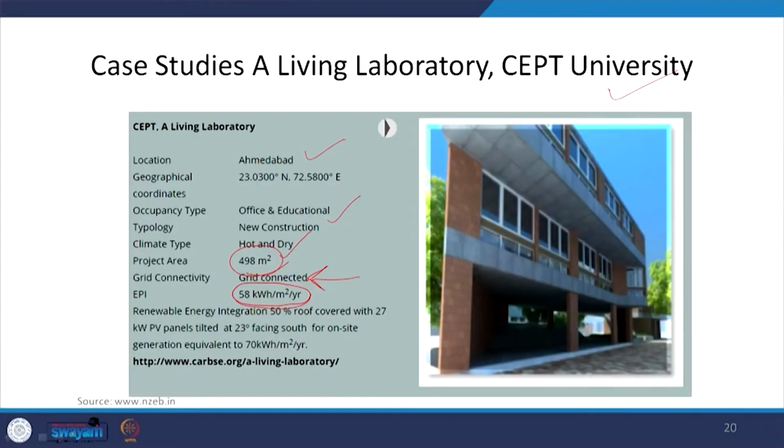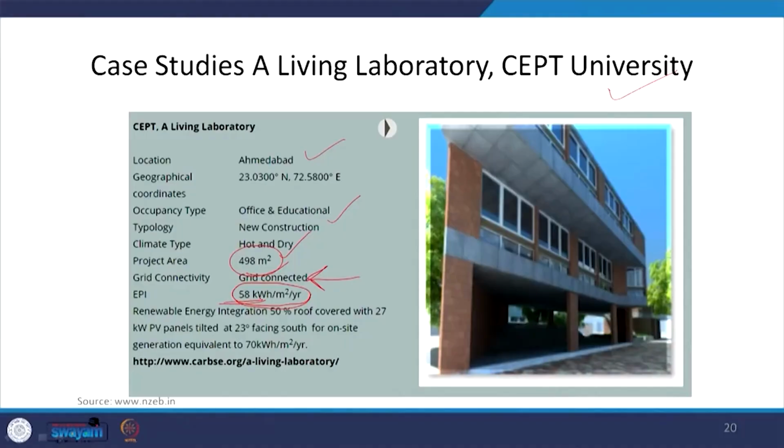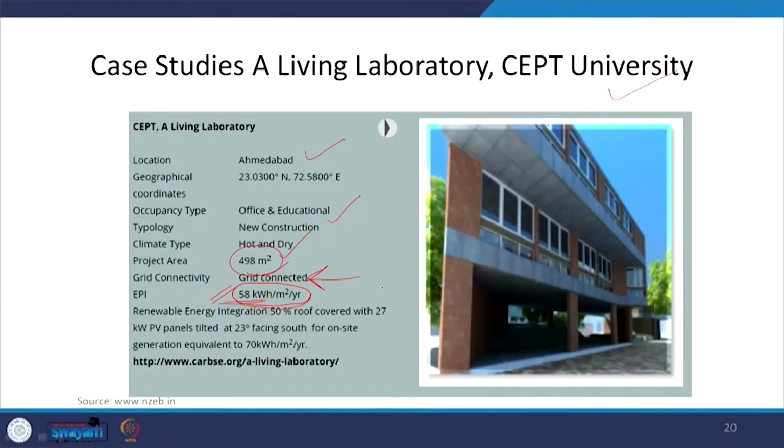So, if you remember the numbers when we were talking about the standard buildings in India, and we saw that air conditioned building have an EPI of as high as 250 kilowatt hour per meter square per year. That was the average. This is a substantially low number. This is a very low EPI. The moment we have a low EPI, it implies that the amount of renewable energy which needs to be generated on site is also less.